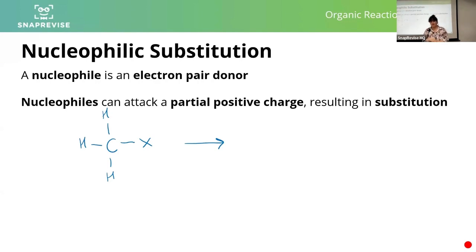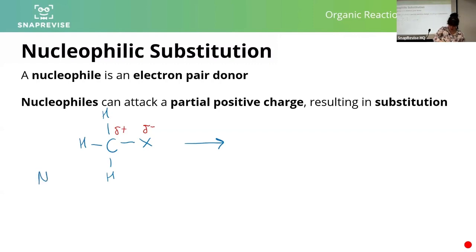Here we have a halogenoalkane. So what's interesting about that halogenoalkane? The interesting thing that's going on is that the halogen is much more electronegative than the carbon. That creates a polar bond. The delta positive carbon is attractive to a nucleophile.